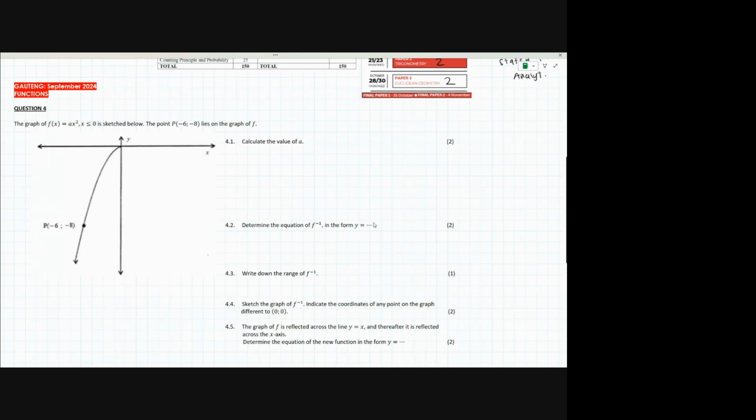So it says the graph of f of x equals ax squared, where x is less than or equal to 0, sketched below. The point P(-6; -8) lies on the graph of f. All right, so this was a nice question because we don't actually often examine, test, or consider the inverse function of a parabola, but it is one that we need to learn. So the two important inverses that we learn in matric are that of exponentials, so logs, but also of parabolas, because of the fact that the inverse of a parabola without a restriction is not a function.